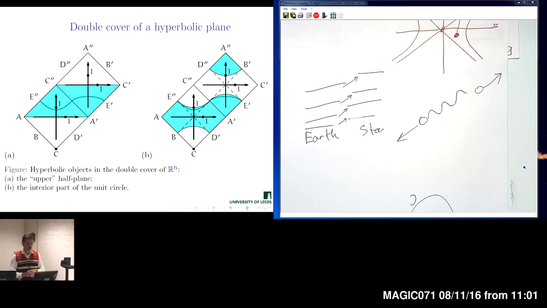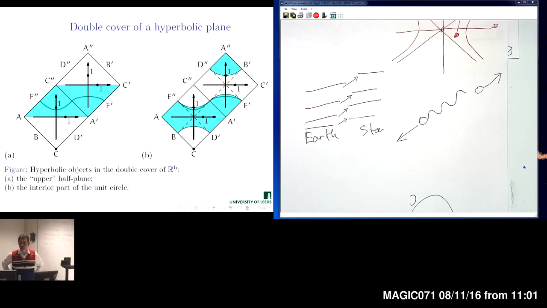instead of considering just one copy of our space-time, we are considering two copies which are glued in a very special way. So here you have a square A, C, A double dash, C double dash. This is one copy of our plane. And there is a second square which is A dash, C dash, A double dash, C double dash. This is the second copy of our space-time, and we are gluing these two copies of space-time over the light cone at infinity.